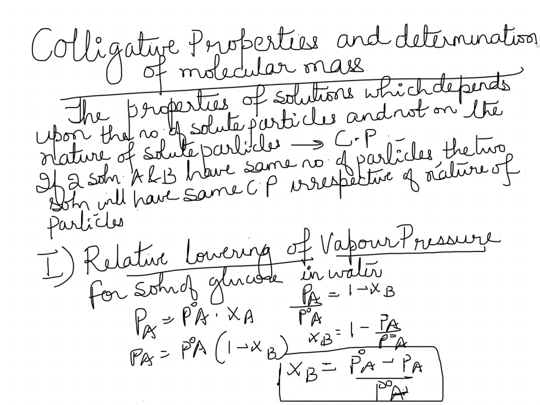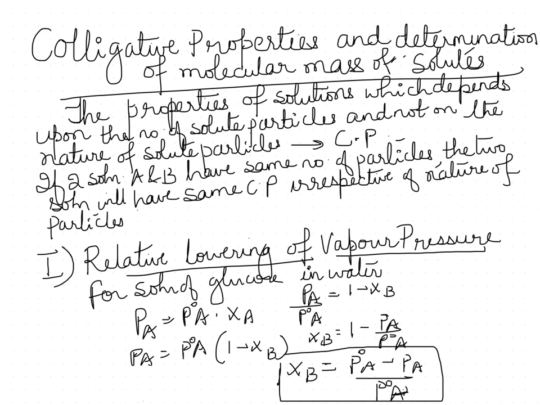The last topic, that is colligative properties and determination of molecular mass. Molecular mass of what? Molecular mass of solutes in the solution. So this word colligative properties, I think that is new for you, and determination of molecular mass of solutes, how we can find out the molecular mass of the solutes via the colligative properties of solutions. Okay, so let us start.